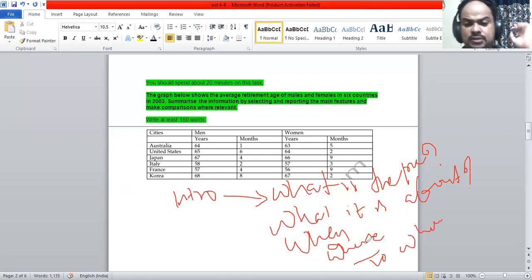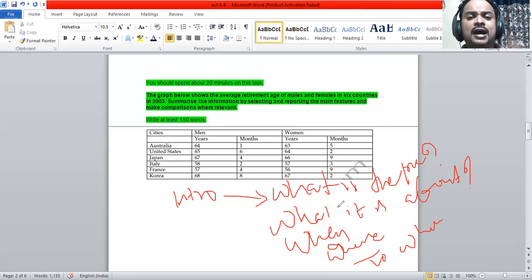So what is the picture? The picture is a table. It's about the retirement age, where it happened. It happens in 6 countries. When it happened: in 2003. To whom it happens: to men and women. So these are the data that we have to include in our introduction.